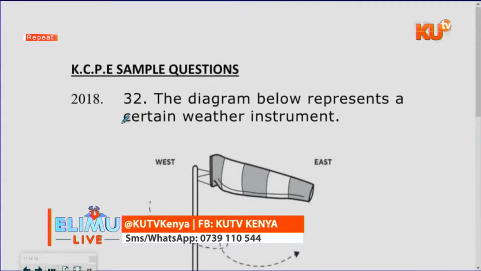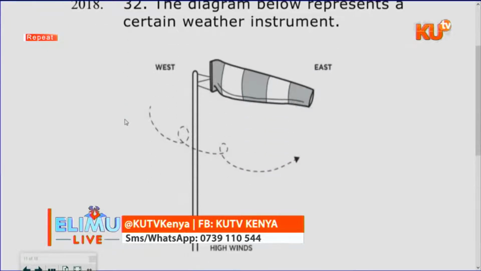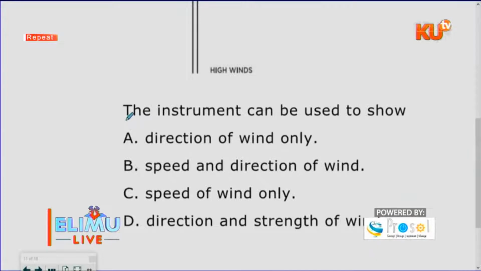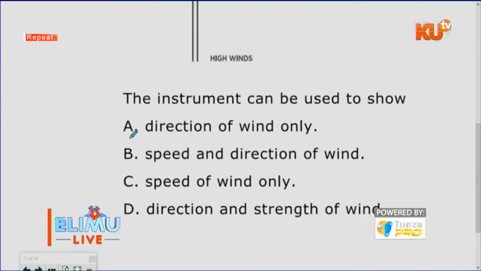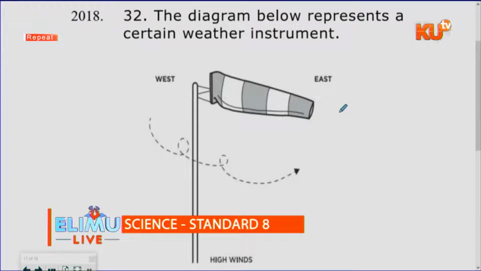So we have 2018 as our first question. The diagram below represents a certain weather instrument. The instrument can be used to show. The first thing that you do, you're going to read the answers and the questions so that you understand. So this is a windsock. First of all, you identify what type of weather instrument it is. It's a windsock. So having identified it's a windsock, you can now answer your question.